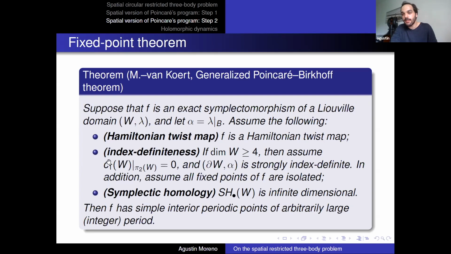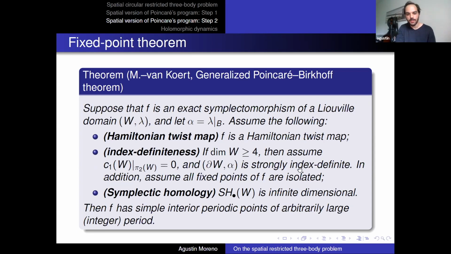And the second condition is a technical assumption. If you're in high dimensions, so if the Liouville domain is at least 4-dimensional, then first of all, we assume that it's symplectic Tel-Aviv because of symplectic homology and grading reasons. And then there's another condition, which I'm not going to tell you right now, that we call the strongly index definite condition. It has to do with the Conley-Zehnder index of the orbits at the boundary. They should shoot off to infinity as I iterate. There's a slide on which I put the actual definition, but for time constraints, I will not tell you.